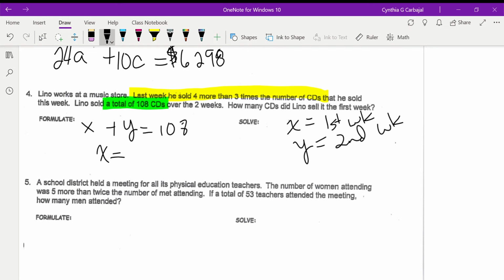What does it equal? Well, we sold 4 more last week. So if I get this week and I add 4, that's going to be 4 more. But it does say 4 more than 3 times this week. So we still have to do 3 times Y. Again, as long as it's touching, we understand it's multiplication, the 3 and the Y. We don't have to put a dot. We don't have to put an X. It's 3 times Y because it's touching Y. And there is our system.